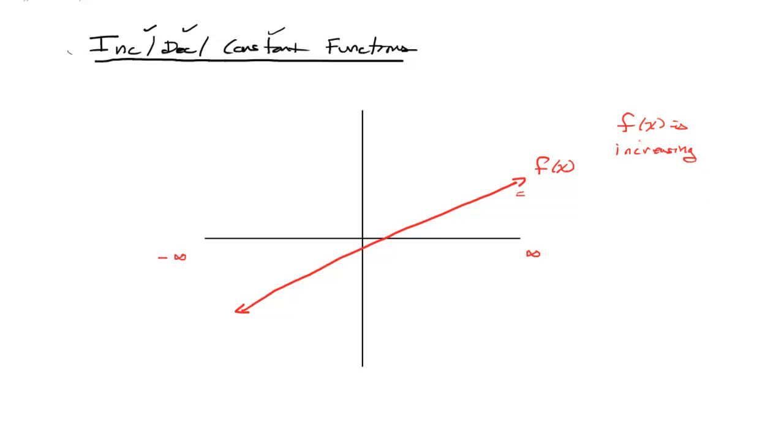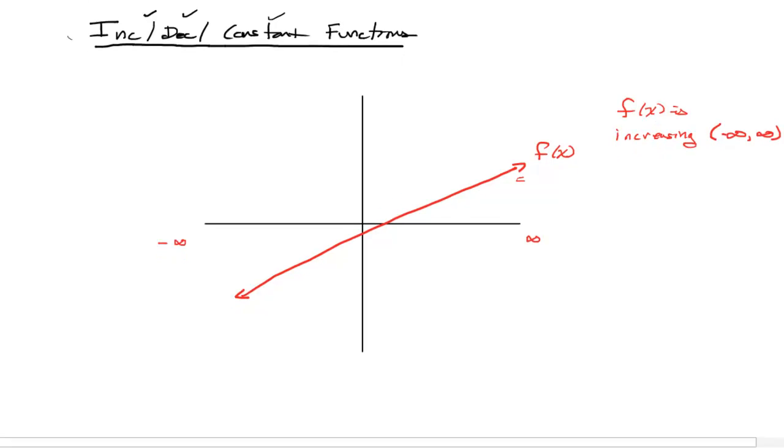So when you describe an increasing function, we say that it has to be increasing on some interval, and this interval is usually described as an open interval. For right now, because this function is continuously increasing, we're going to say f of x is increasing from negative infinity to positive infinity.